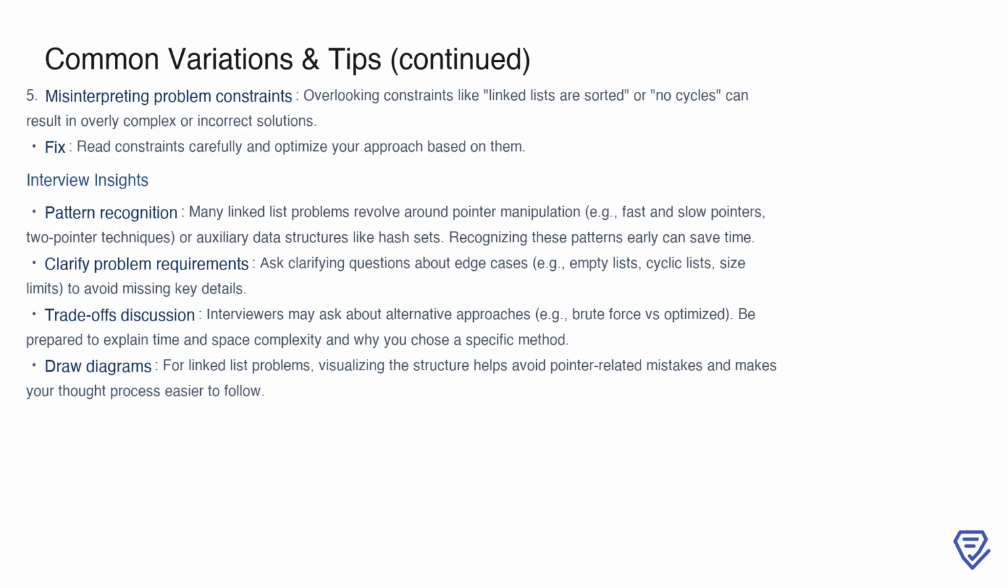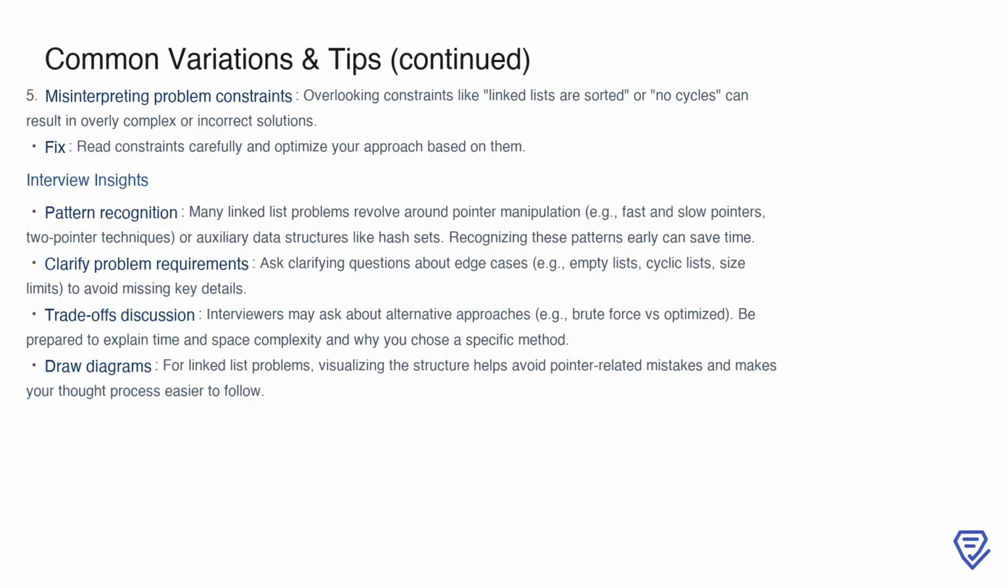Another common mistake is misinterpreting the problem constraints. For example, if the problem specifies that the lists are sorted or guarantees no cycles, overlooking these details can lead to overly complex or incorrect solutions. Always take time to carefully read and leverage the constraints to simplify your approach.